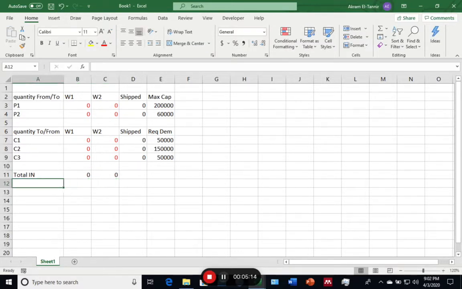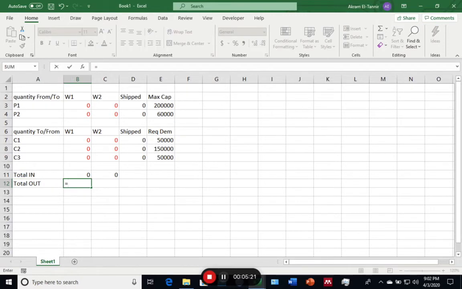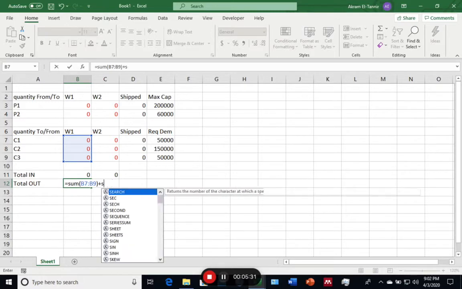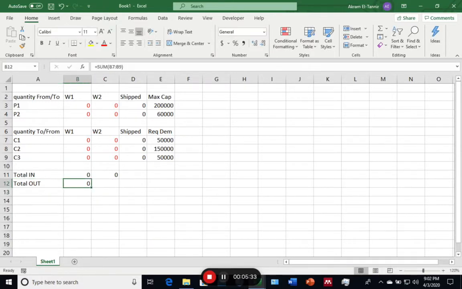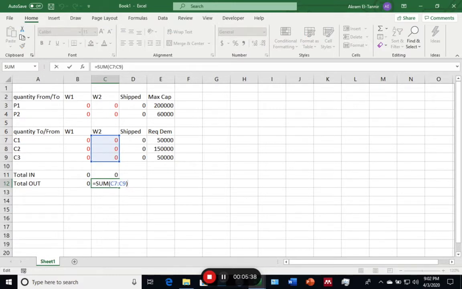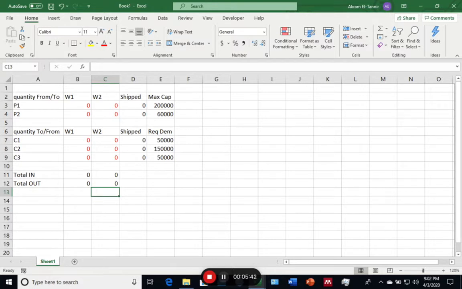Now the total out is basically everything that goes out of the warehouse to the three clients. So it's the sum of these three, and this same thing goes with the second warehouse. So in Solver we're going to specify that these two ranges must be equal one by one respectively.